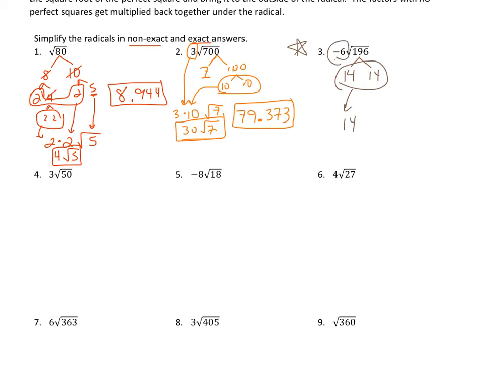We have a -6 we can carry down, and there's nothing left on the inside. So all I have is -6 times 14, and when we multiply that together, we get -84. So that would be both the estimated and the exact answer, since there is no radical answer.